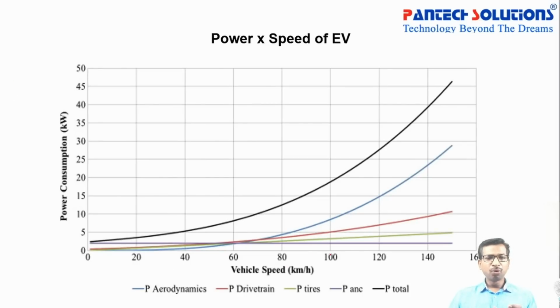And if you change the vehicle speed capacity, like 40 km, 100 km or 160 km per hour, then obviously the motor power consumption will increase drastically. So from this graph, you can understand how much power you need to achieve a particular range.